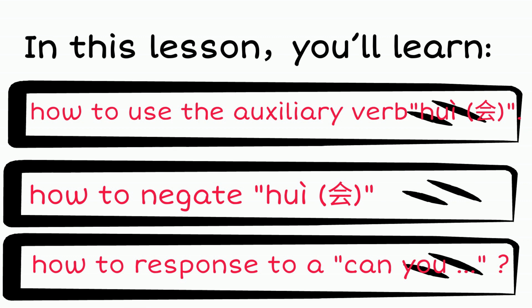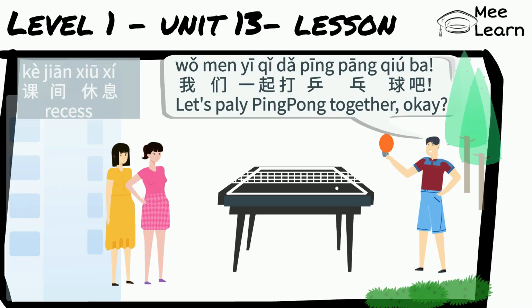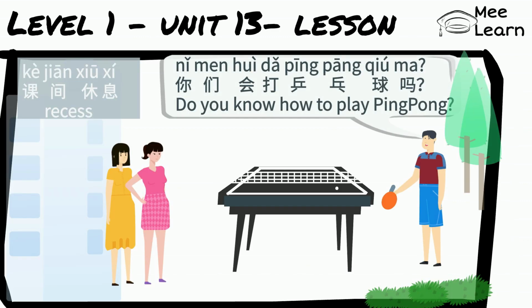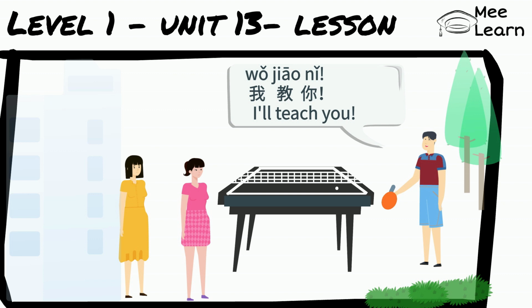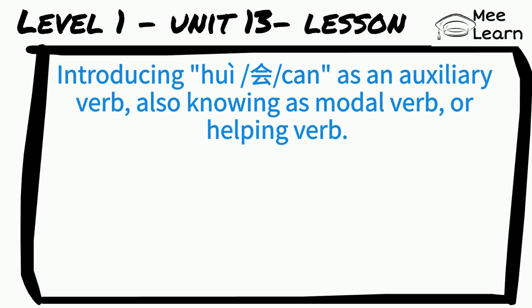我们一起打乒乓球吧。你们会打乒乓球吗？ 我会。 我不会。 我教你。 Introducing 会 as an auxiliary verb, also known as modal verb or helping verb.